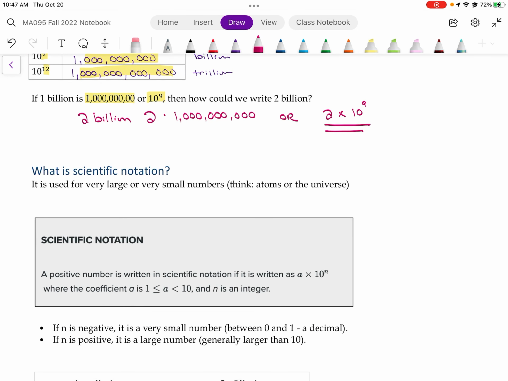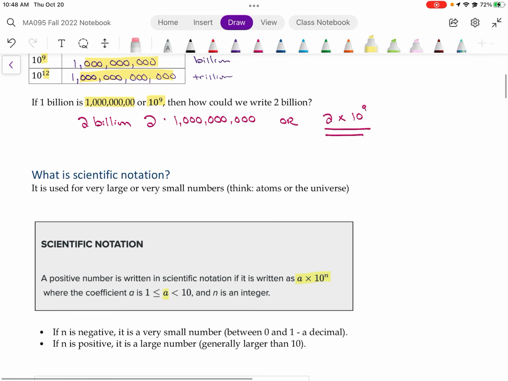So scientific notation, official definition here, is that a positive number is written in scientific notation if it is written as a times 10 to the n, where a is going to be between 1 and 10. Okay, between 1 and 10. It can't be equal to 10, though. So it's basically a number between 1 and 9.9999999, right? And n, the thing we raise the power to, is an integer.